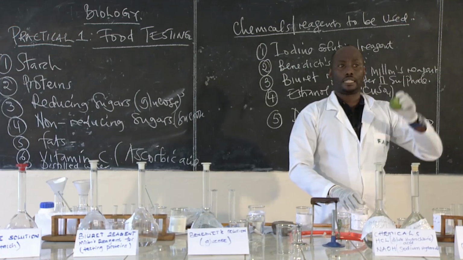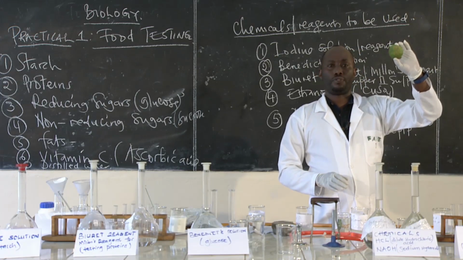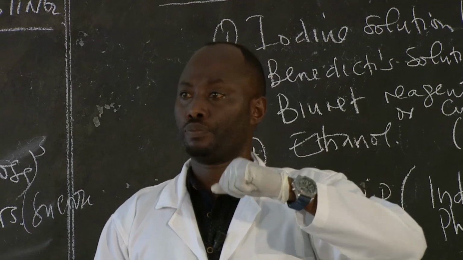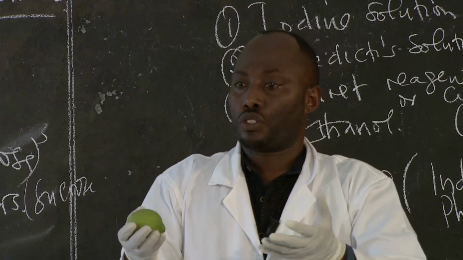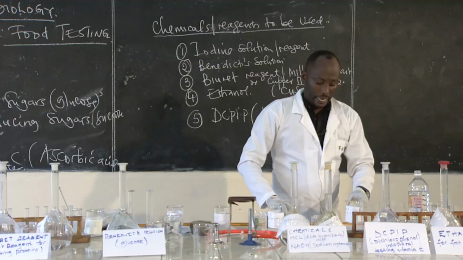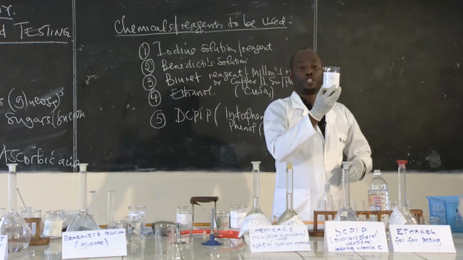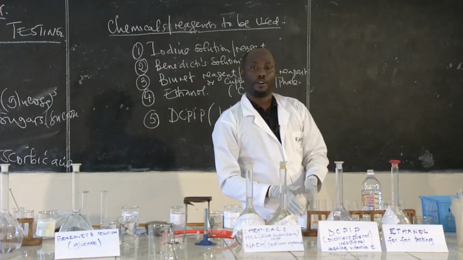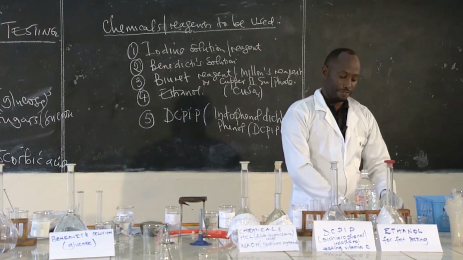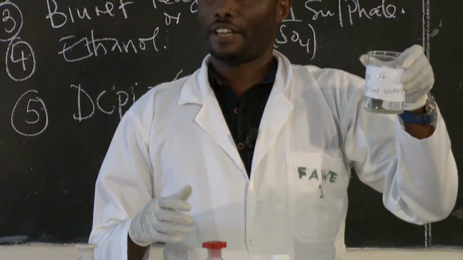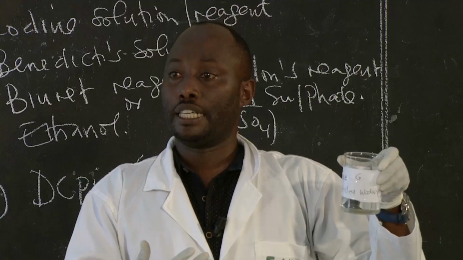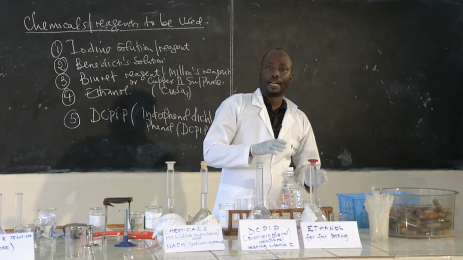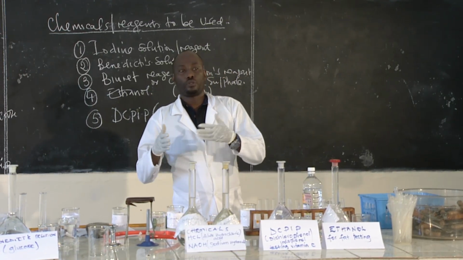We can also extract vitamin C from lemons, from these fruits. In all fruits, you can extract vitamin C. I have sample F, which is made up of cooking oil. I'm going to test the presence of fats in cooking oil. I have sample G, distilled water. Distilled water is water without any impurities. And I can ask you, why do I have to use distilled water?